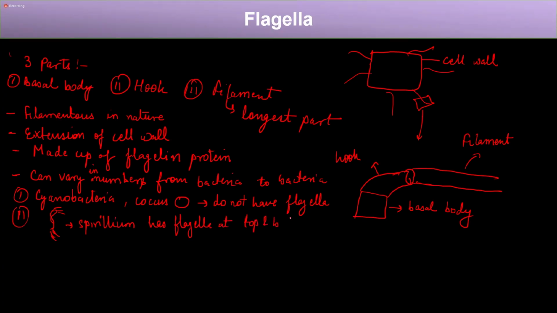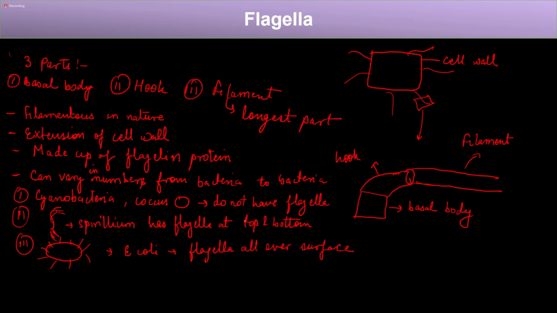Now third, if you talk about E. coli, E. coli will have flagella all over its surface. Flagella will be all over its surface. So based on the type of bacteria, where the flagella will be present and in how many numbers varies. So here we saw what is flagella and what are the different parts of the flagella.